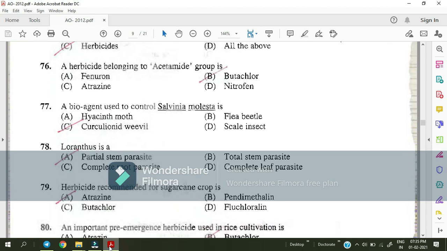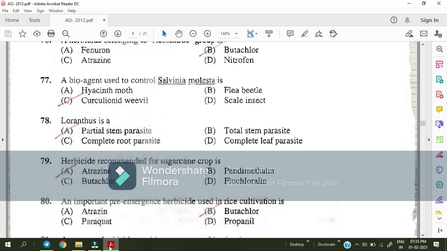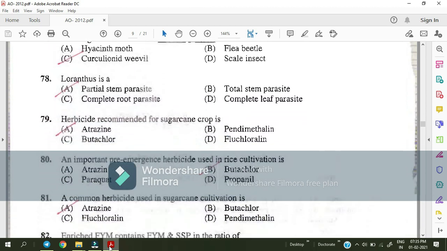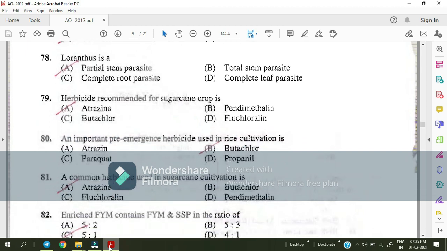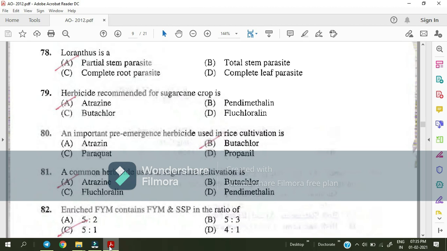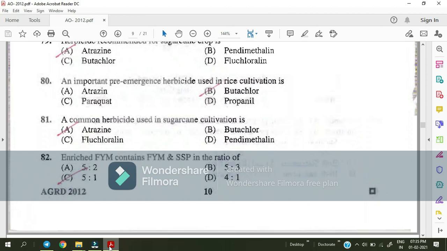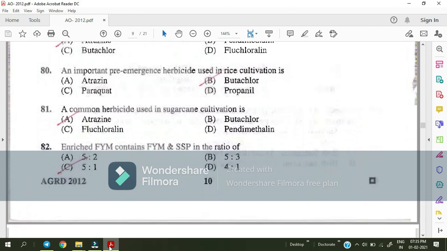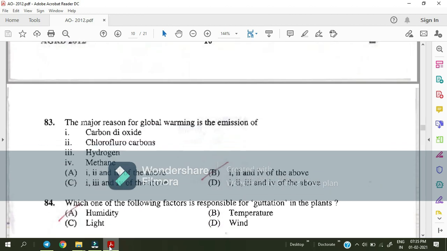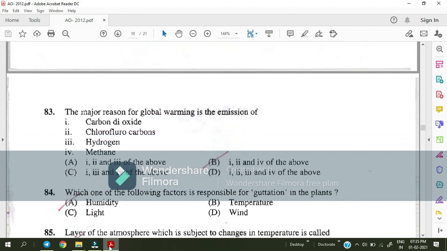79th question, herbicide recommended for sugarcane crop is atrazine, pendimethalin for pulses. 80th question, important pre-emergent herbicide used in rice cultivation is butachlor. 81st question, a common herbicide used in sugarcane cultivation is atrazine. 82nd question, enriched farmyard manure contains FYM and SSP in the ratio of 5:1. 83rd question, the major reasons for global warming are the emission of carbon dioxide, CFC chlorofluorocarbon, and methane.